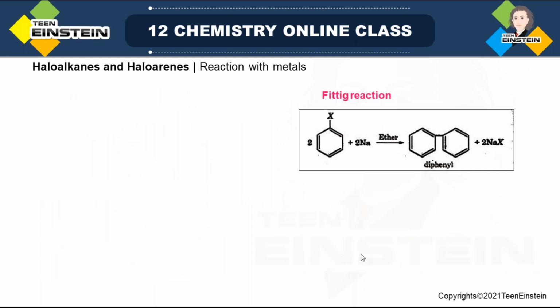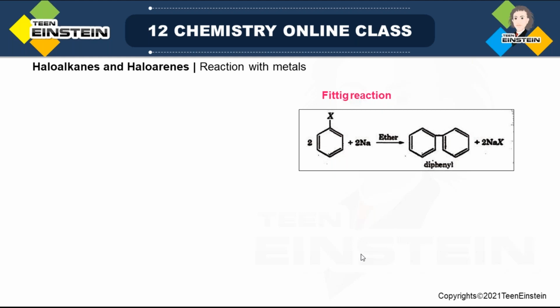Reaction with metals. The second reaction type, that is electrophilic substitution, we have also covered. The first one was nucleophilic substitution, the second one electrophilic substitution. Now we have reached the third one, which is reaction with metals.